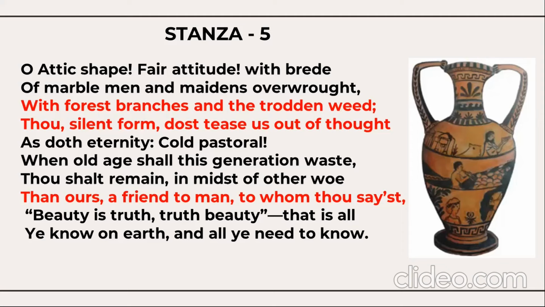With forest branches and the trodden weed, thou silent form dost tease us out of thought. Trodden weed means the plants which are falling under the feet of the tree. So the urn has an image of green trees with the plants which are falling down to its feet. Thou silent form dost tease us out of thought. So the poet is again talking to the urn, and the poet says that you are silent, the quiet, silent urn, which cannot speak, which cannot challenge our thought, but it is always eternal.